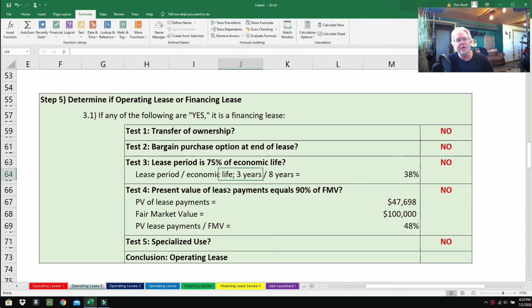Test 3, the lease period is 75% or greater of the economic life. Well, they're going to lease the truck for 3 years. The economic life is 8 years. If you do a little division, you get 38%, and 38% is less than 75%, so the answer is no.